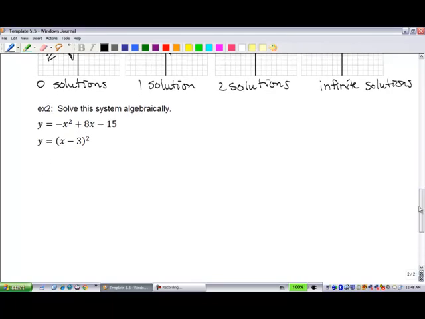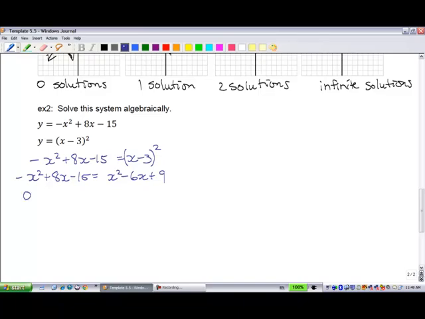So we have a parabola, y equals negative x squared plus 8x minus 15, and we have a second parabola, y equals x minus 3 squared. They're both equaling y already, so why don't we just equate them right from the start here. We've dealt with similar problems to this algebraically, expanding, grouping like terms. Let me do that. Negative x squared plus 8x minus 15, and on the right hand side we have x squared minus 6x plus 9. That's foiling the binomial out.